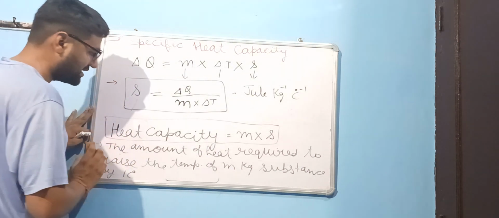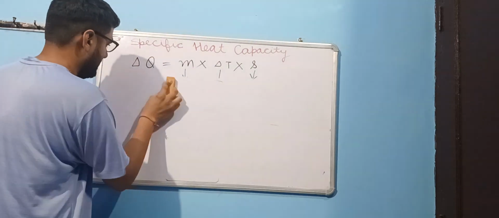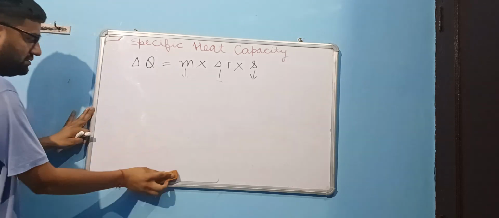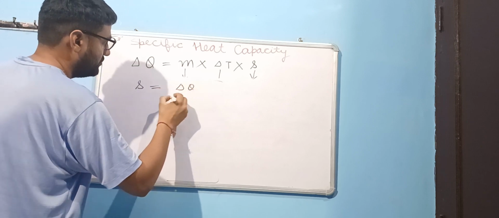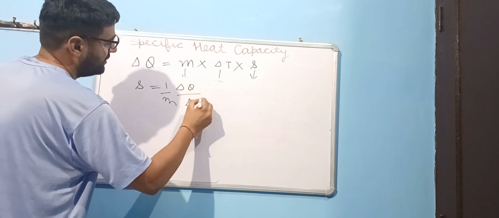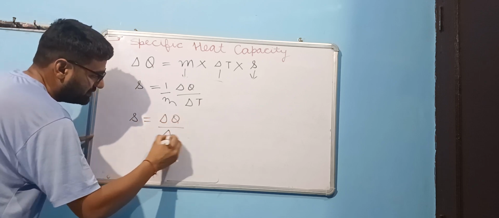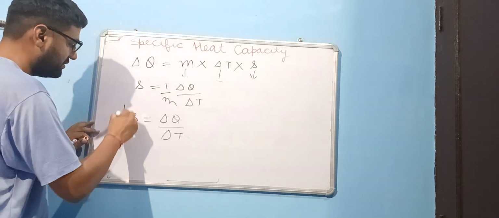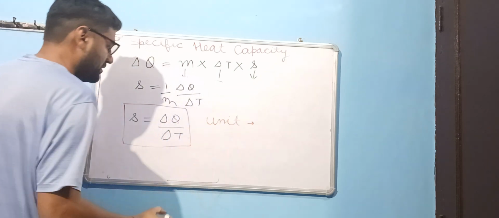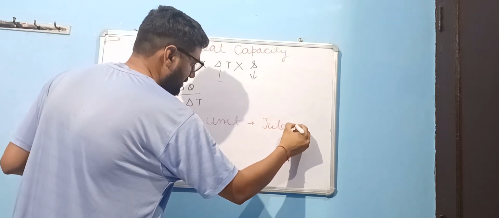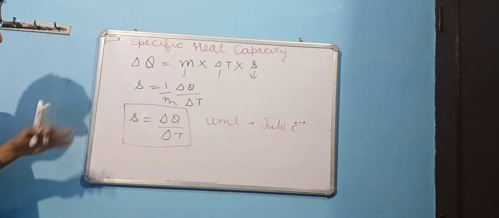Now we will see the formula of heat capacity. The formula of specific heat capacity is 1 by m, delta Q by delta T. Now we multiply it with m, so it will be equal to delta Q by delta T. This is the formula of heat capacity, and its unit is joule per degree Celsius. So this is our formula of heat capacity.